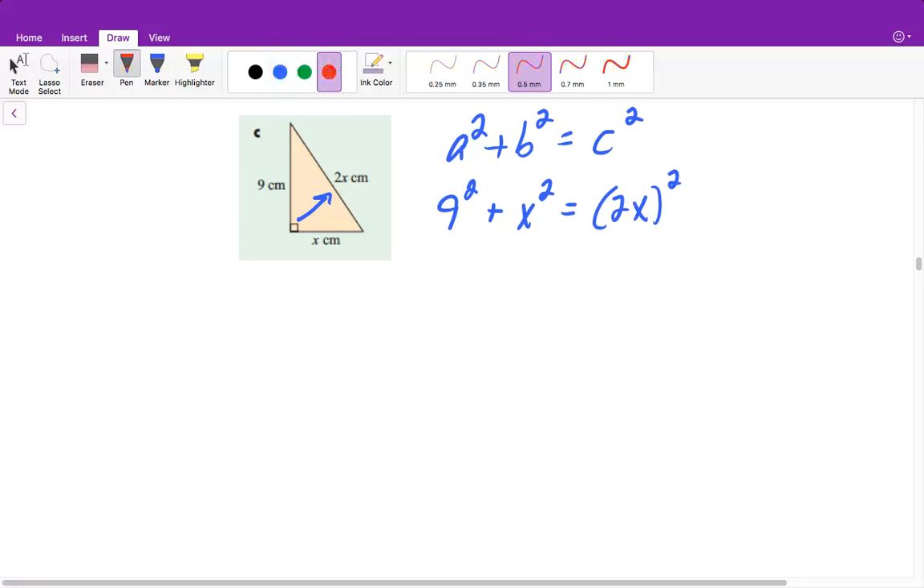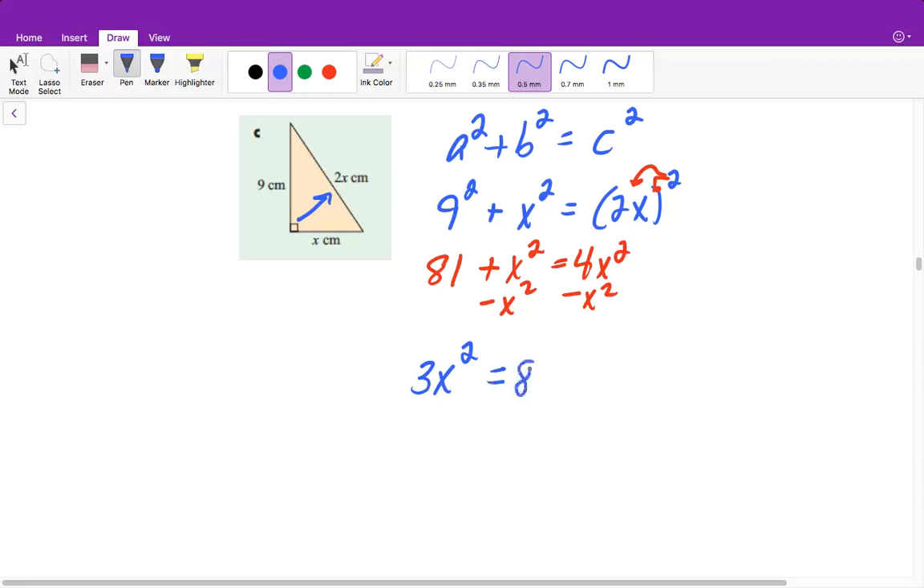So we would then go through this, would be 81 plus x squared is equal to, we distribute the power into both, so it's 4x squared. We then subtract our x squared from both sides. So we get 3x squared is equal to 81. Then divide each side by 3. So x squared is then equal to 27. And then we're going to take the square root of each.